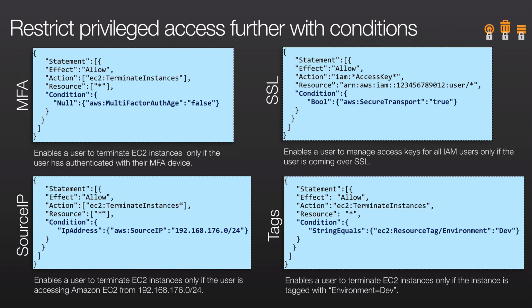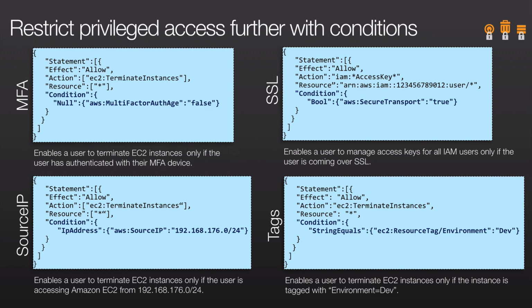Source IP restrictions, you can see bottom left. Once again, we're working on the terminate instance method of the EC2 API here, and we're restricting that to a particular, in this case, a /24 network, and it's a private network in this case with RFC 1918 addressing. So this would be either somewhere inside a VPC or somebody accessing a VPC over a private connection via a VPN gateway or Direct Connect.